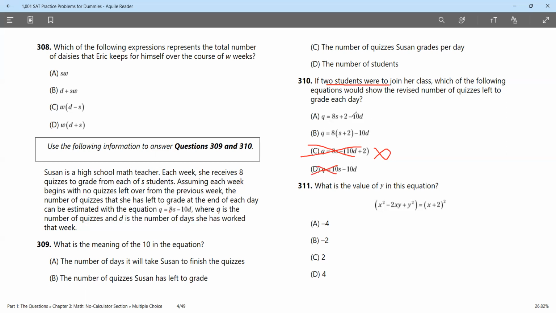So here we have to think about A and B. Which one of them is correct? And what is the difference between the bracket here and no bracket here? If we just added 2 here to this equation, it would be interpreted as a number of quizzes also. But here S plus 2 means that our students are increased by 2. So the answer will be B.